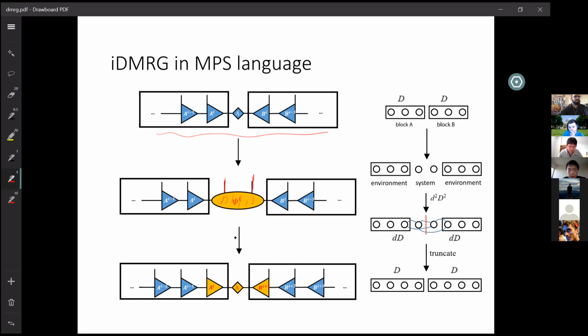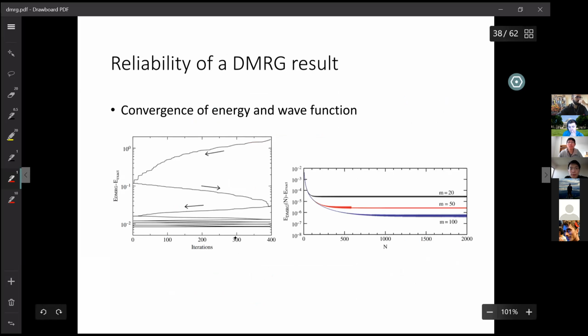And after this, we just do a singular value decomposition and make it into 3 pieces, and you absorb the triangular tensor to the left and right to form a new block basis. And you can go to the next round of iteration. All right.